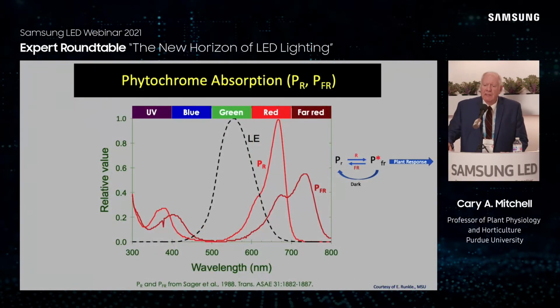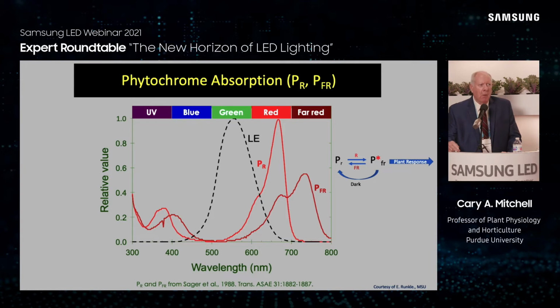So now this phytochrome, this photoreversible pigment, if you give PR, the inactive form, red light, it converts to the active PFR form. If you give it far red light, it goes back from the active to the inactive form. And you can see the overlap in the diagram of the PR and PFR spectra.